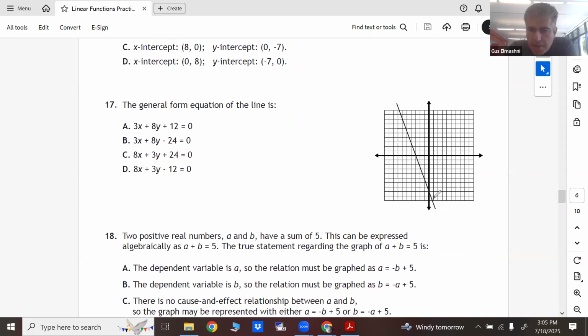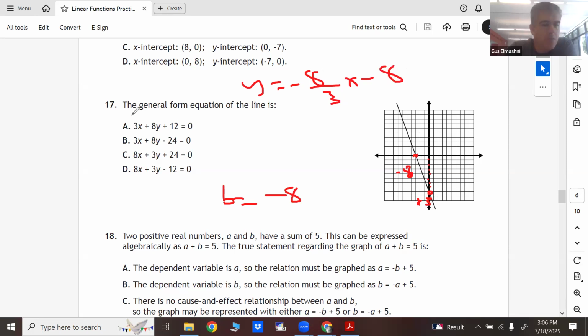So it's pretty clear the y-intercept is down here somewhere. 1, 2, 3, 4, 5, 6, 7, 8. So -8 is my y-intercept. The slope, if I count it, 1, 2, 3, 4, 5, 6, 7, 8. So down 8, right 3. So y equals -8/3 x minus 8. But none of the equations are written this way.